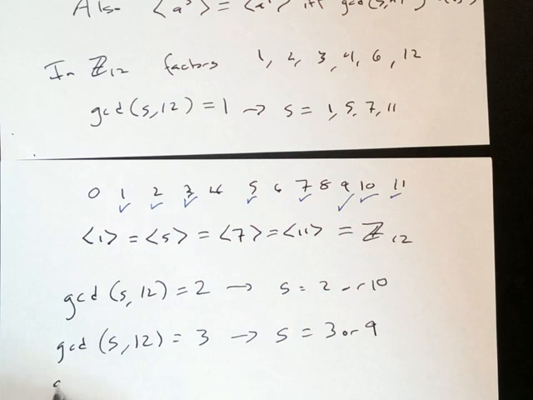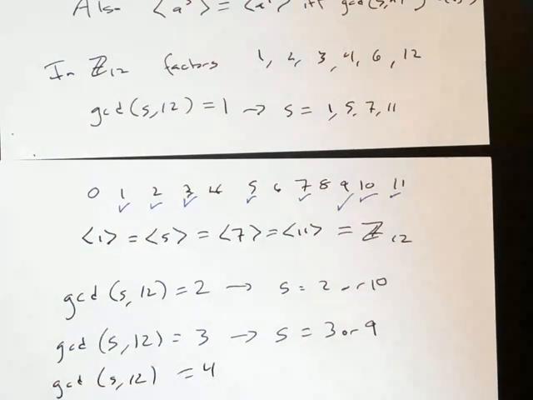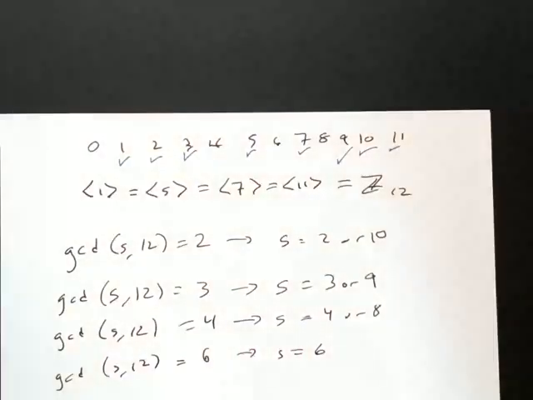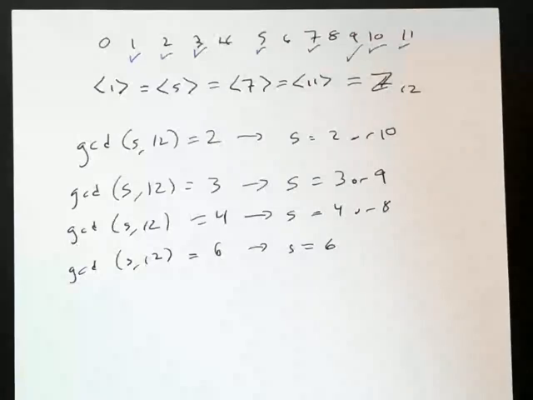Greatest common divisor of S and 12 equals 4. Well, then S is 4 or 8. Greatest common divisor of S and 12 being 6 gives me just 6. And the greatest common divisor of S and 12 being 12 just gives me 0.